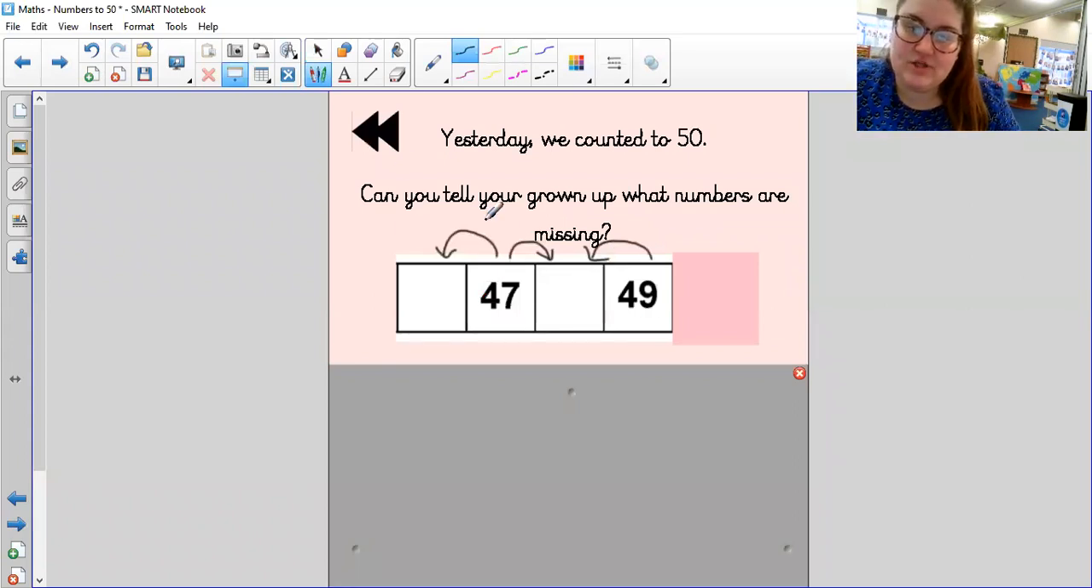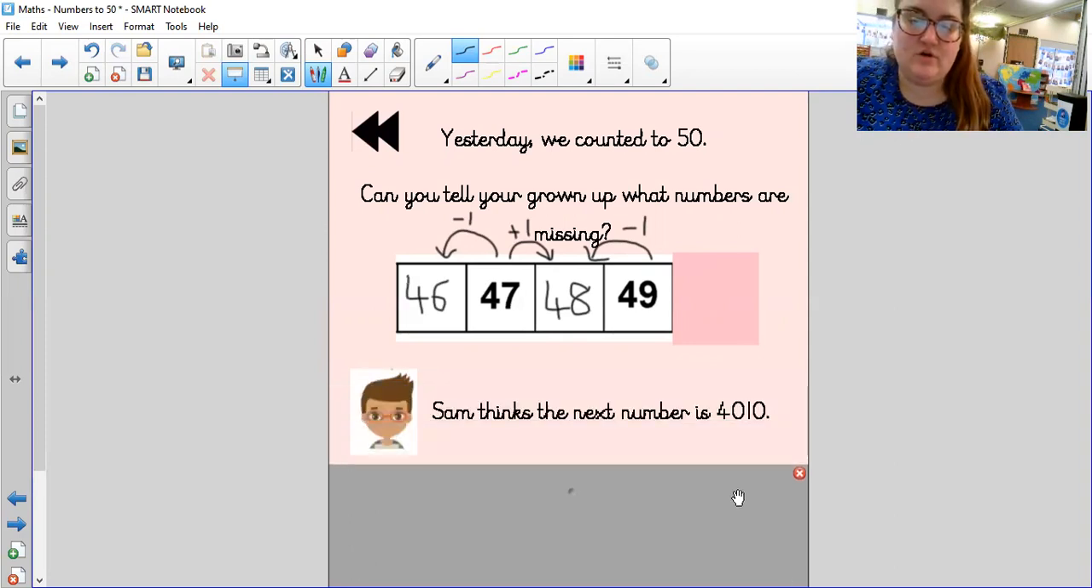Okay, so hopefully you recognise that one less than 47 is 46. So your first missing number is 46. And if we look here, we know that one more than 47, let me think, 47, 48. So 48 is our second missing number, and we know that 48 is one less than 49. So we've managed to fill in the missing numbers.